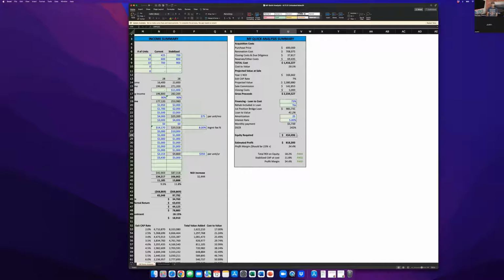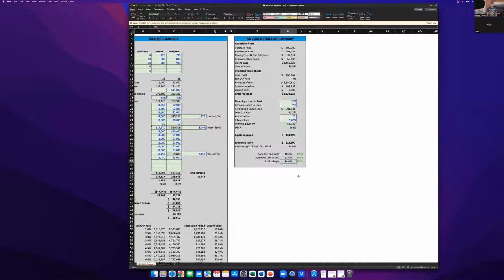You're going to need to raise 434,000 on this, which is the difference between your all-in cost and your financed amount. And you're looking at about a 34% margin. In my quick analysis sheet, I have this where I've broken it down into, here's your total ROI on equity, here's your stabilized cap rate at your cost, and your profit margin involved.